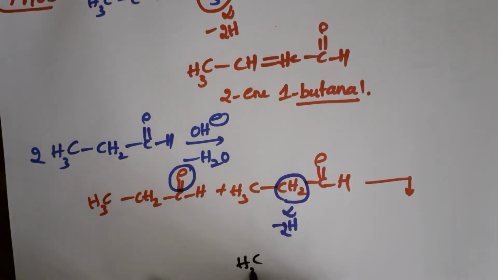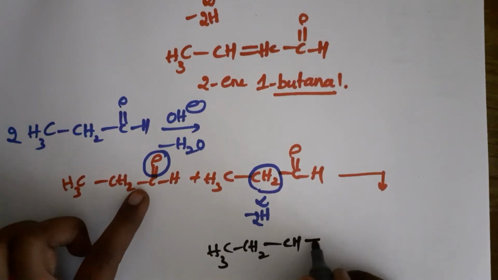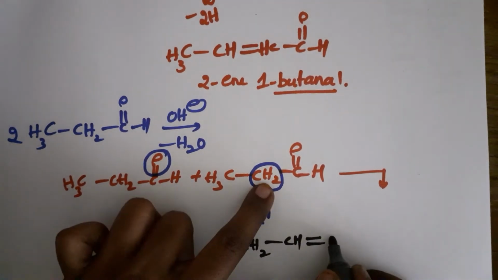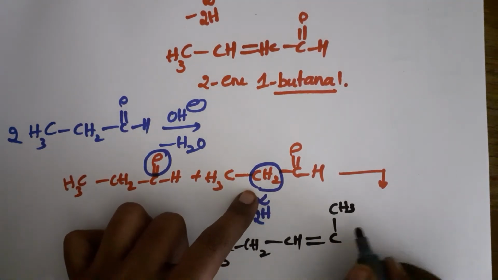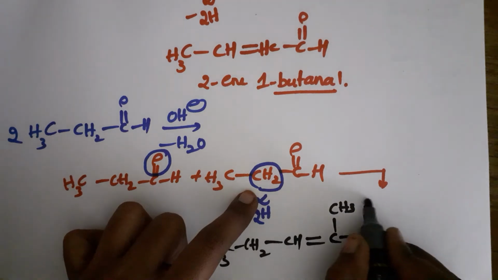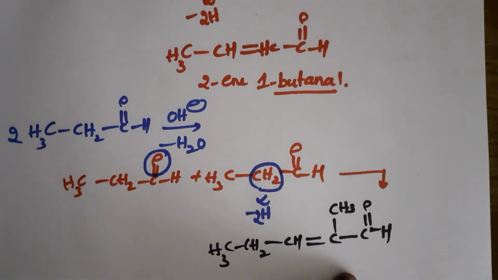First CH3, CH2, here CH is there. Next, keep a double bond to this carbon C, and this carbon is also containing one methyl group, then C double bond OH. This will be the final product.